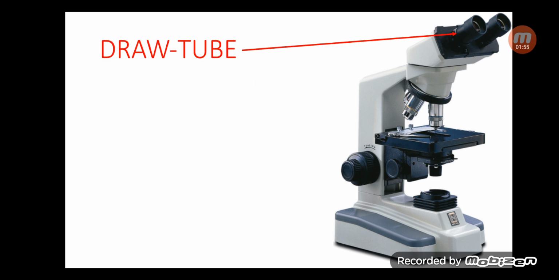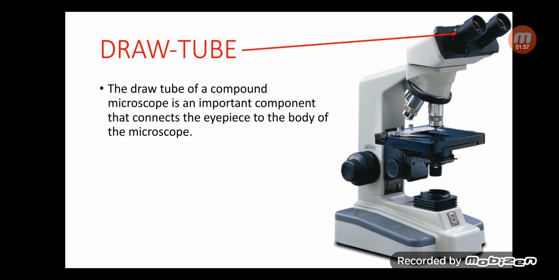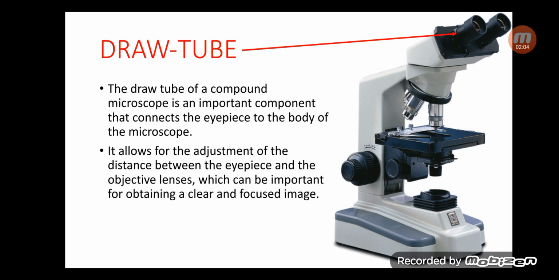Next mechanical part of compound microscope is draw tube. The draw tube of compound microscope is an important component that connects the eyepiece to the body of the microscope. It allows for the adjustment of distance between the eyepiece and the objective lenses, which can be important for obtaining a clear and focused image.